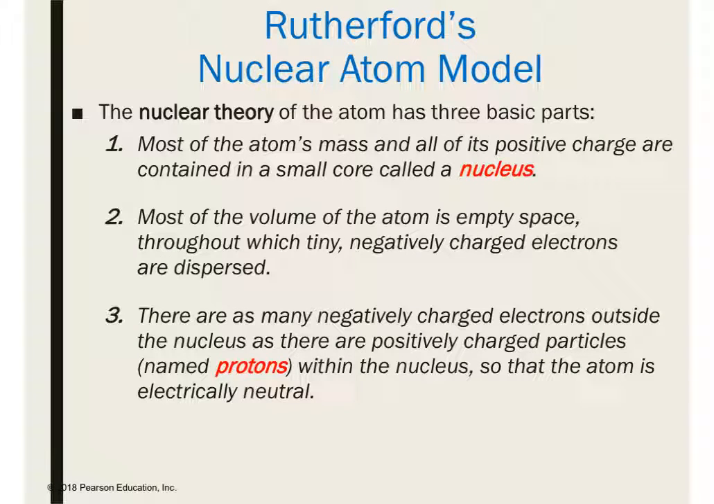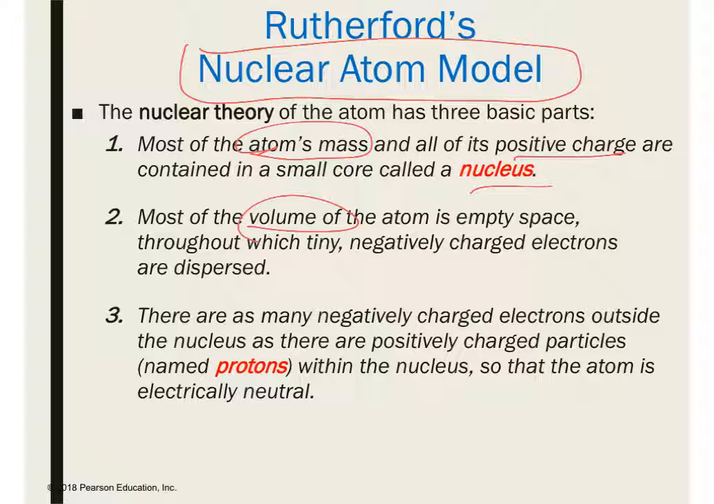And he called his model the nuclear atom model. And just to sum up his findings, most of the atom's mass and a positive charge are located in the nucleus. And most of the volume of the atom is empty space. So he proposed that you have this teeny tiny little nucleus, and the electrons are out here someplace, but most of the atom is empty space.